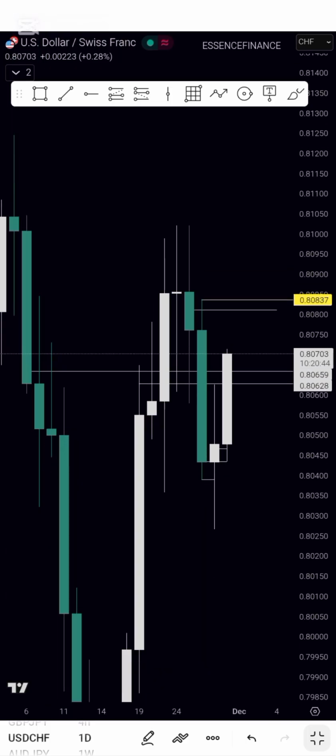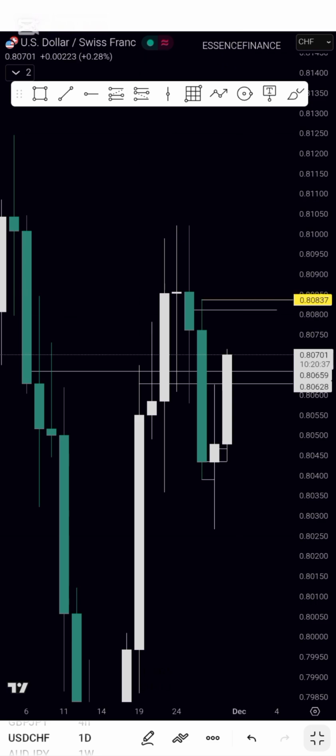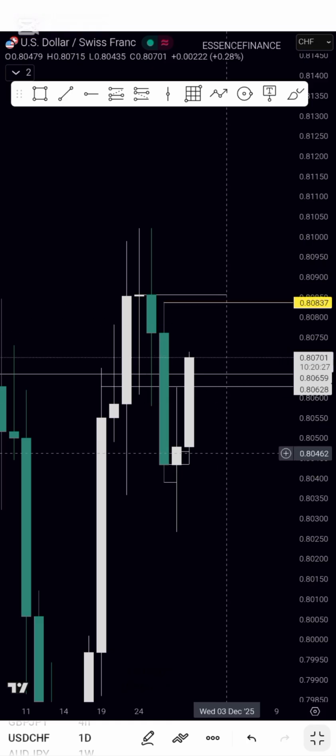So price can go there, take out these highs now, and then maybe tap on this A-shaped key level that is here now. Price can go there, take out this CRT candle, tap on this key level, and then begin to sell back down. Any of this can happen.